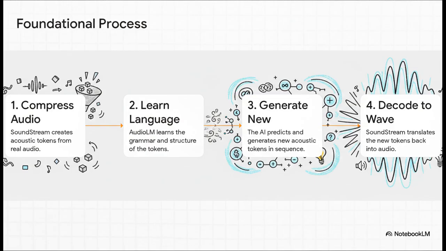Now this is the magic part. Step 3, the AI starts generating new acoustic tokens, predicting the next sound in a sequence just like a language model predicts the next word in a sentence. Finally, the SoundStream decoder takes these brand new tokens and translates them back into a seamless, high-quality audio waveform.